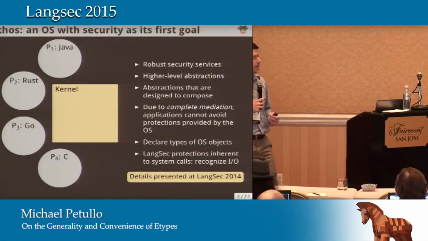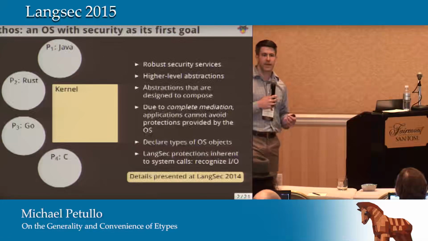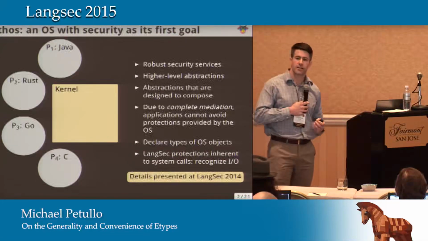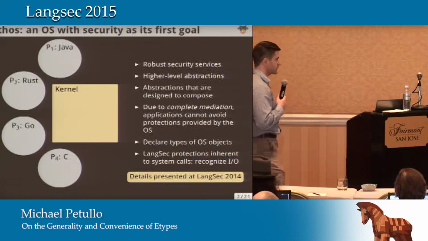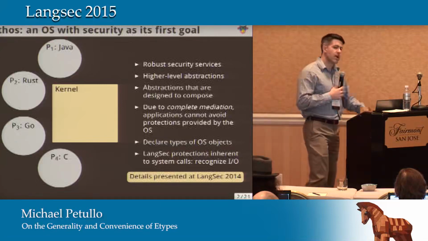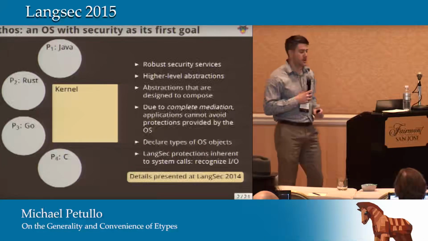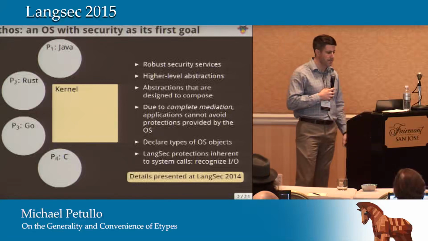And this LangSec type idea that every input should be recognized before it's actually acted upon is something we're trying to pull into the OS. So that kind of summarizes what we're trying to do with Ethos. Other things as well, encryption and other things, but I'm going to focus in on, again, the LangSexy part, right?